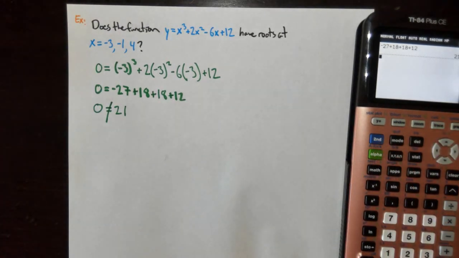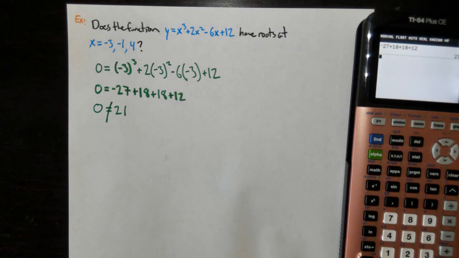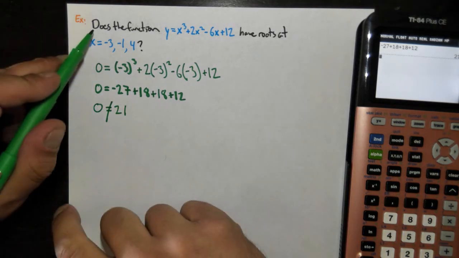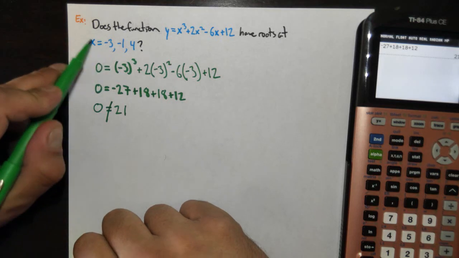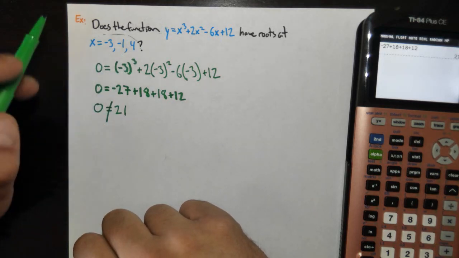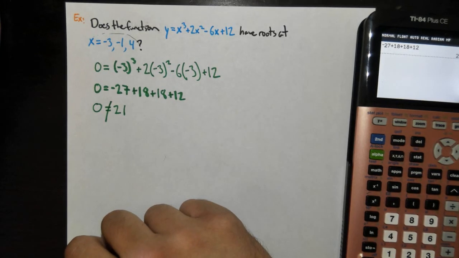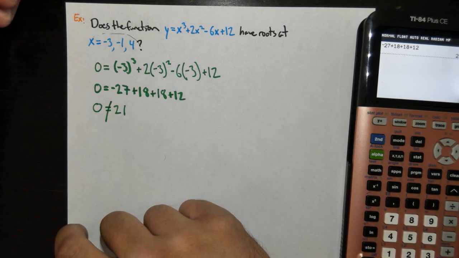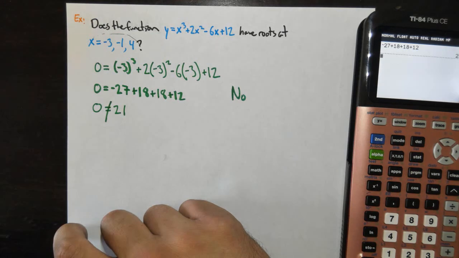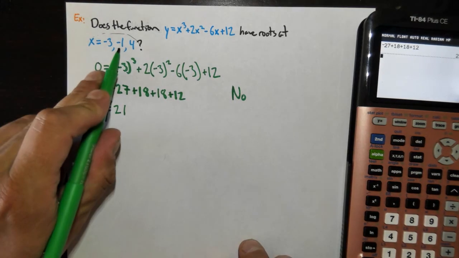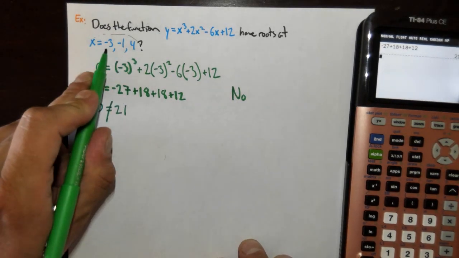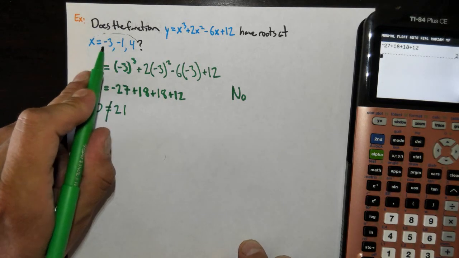We could go over the rest of these. However, we don't need to, because the question is asking, does the function have roots at these three values? Well, I already did the first one, and it doesn't have a root there. So does it have roots at those values? No, it doesn't. It may have a root at -1 and 4, but it would need to satisfy all three of them. Okay?